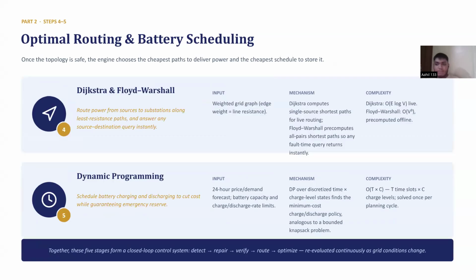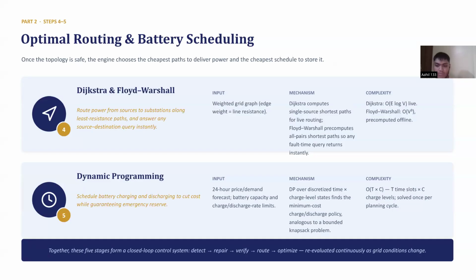Now steps 4 and 5 describe how we reroute optimally and the battery scheduling as well. So step 4 is Dijkstra's and Floyd-Warshall's algorithm. Their goal is to route power from sources to substations along the least resistance paths and to be able to answer any source to destination query instantly. The input is the weighted grid graph, where each edge weight represents line resistance.